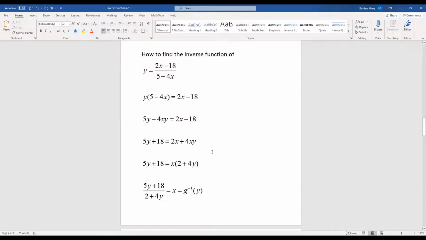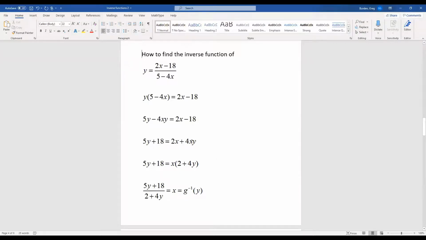We're trying to solve this for x, and so we will go ahead and manipulate it so the x terms are all together and the non-x terms are all together on the other side of the equation. There's a couple ways of doing this. I chose the one that gave me no negative signs. So I added 4xy to both sides, added 18 to both sides. So I got 5y plus 18 equals the expression 2x plus 4xy.